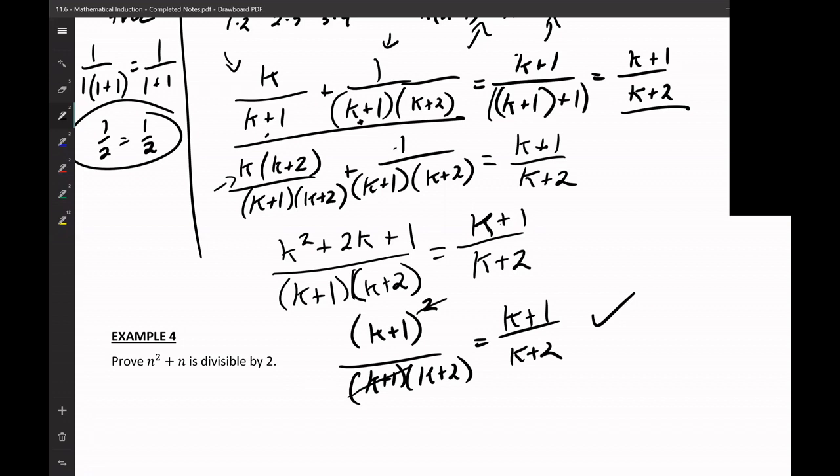Do you guys have questions? Where did you get k plus 2? On the bottom here? Yeah, from up here.